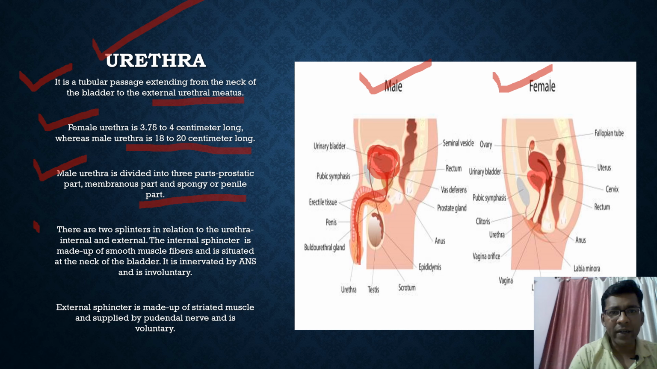There are two sphincters in relation to the urethra, the internal sphincter and the external urethral sphincter. The internal sphincter is made up of smooth muscle fibers and is situated at the neck of the bladder. It is innervated by the autonomic nervous system and is involuntary. Very important line. The external sphincter is made up of striated muscle, supplied by the pudendal nerve, and is voluntary. Very important line again. It may also come as a short note, and each and every line is important for MCQ purposes.